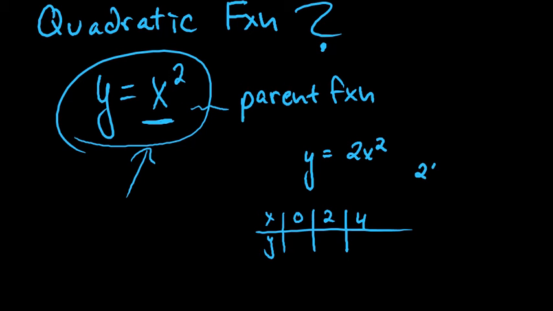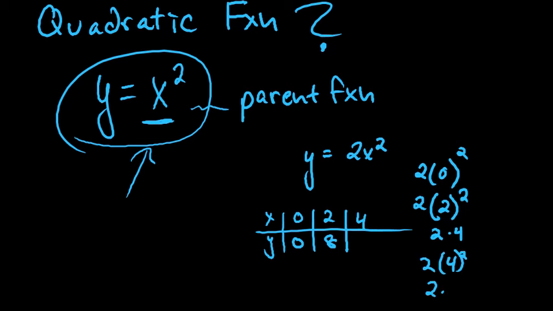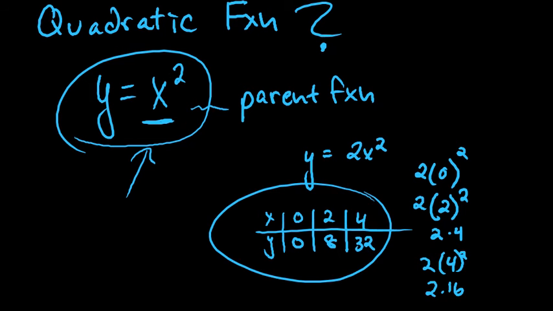So if I plug in 0, I get 2 times 0 squared, which is 0. If I plug in 2, I get 2 squared, that gives me 2 times 4, so that is 8. 4 squared, that's 2 times 16, that's 32. So in the first part of your homework, all we're doing is plugging in some values for those tables.